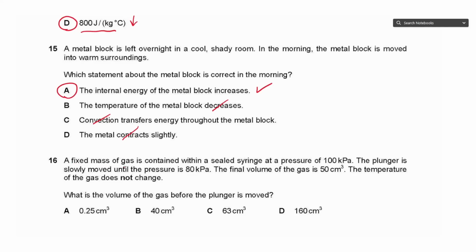Question 16 says a fixed mass of gas is contained within a sealed syringe at pressure 100 kilopascals. The plunger is slowly moved until the pressure is 80 kilopascals. The final volume is 50 centimeters cubed. The temperature of the gas does not change. What is the volume of the gas before the plunger is moved? We can use P1V1 equals P2V2, or PV equals a constant. So the first pressure is 100, the first volume is unknown, the final pressure is 80, the final volume is 50. So we divide by 100 on the right side. That gives an answer of 40 centimeters cubed.